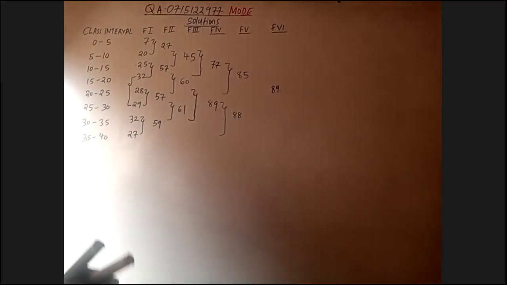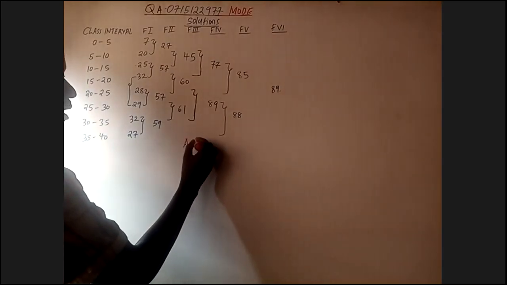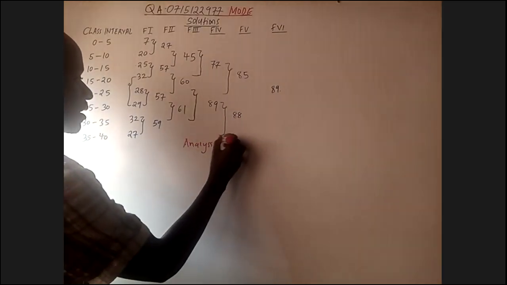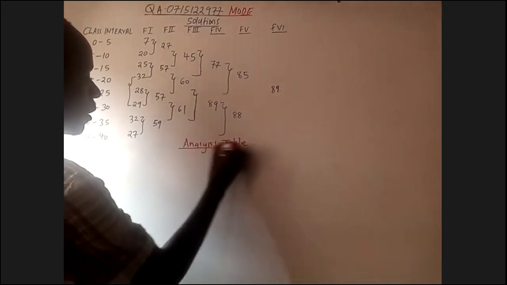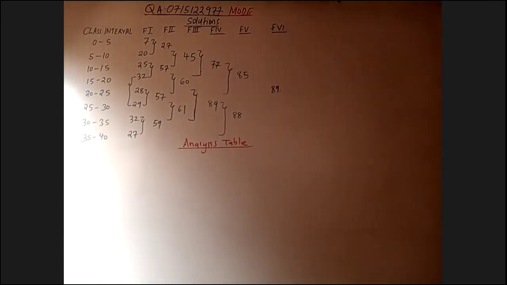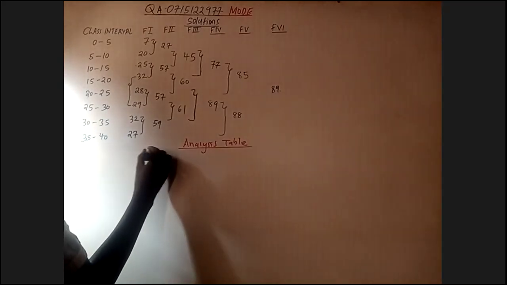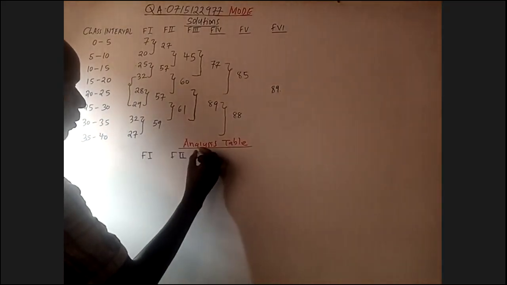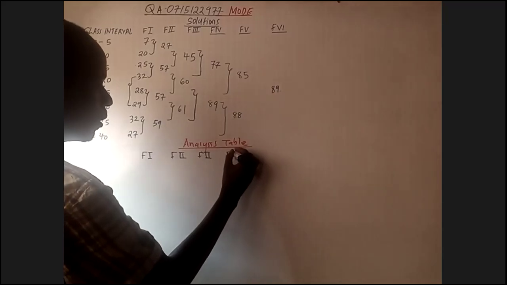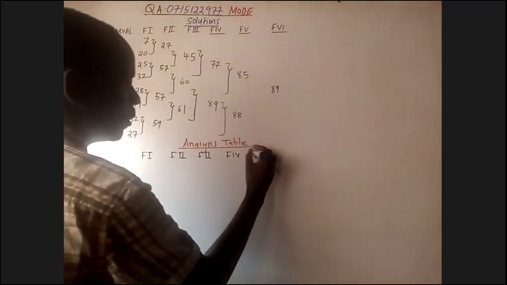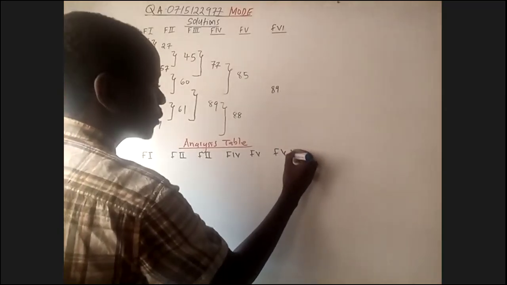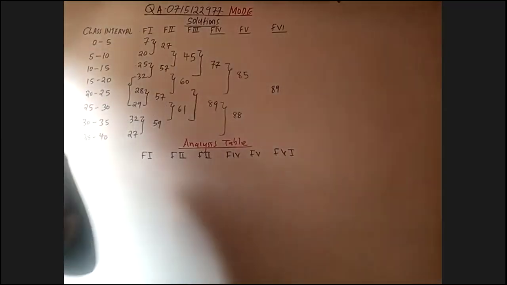Now, we need to come up with another table, which is called the analysis table. The analysis table will be the same as what we have. Our frequency: F1, F2, F3, F4, F5, and F6.